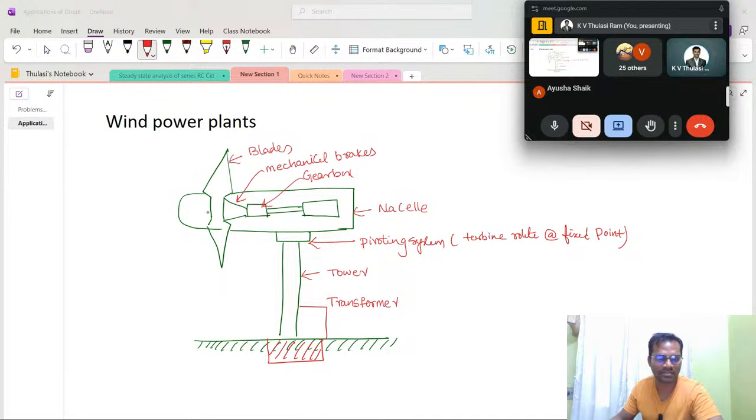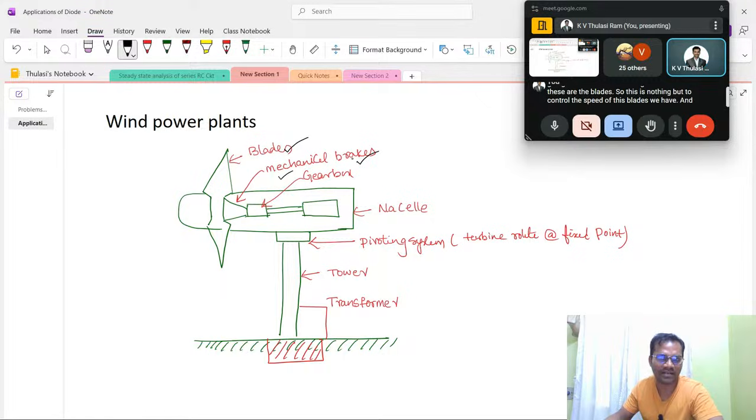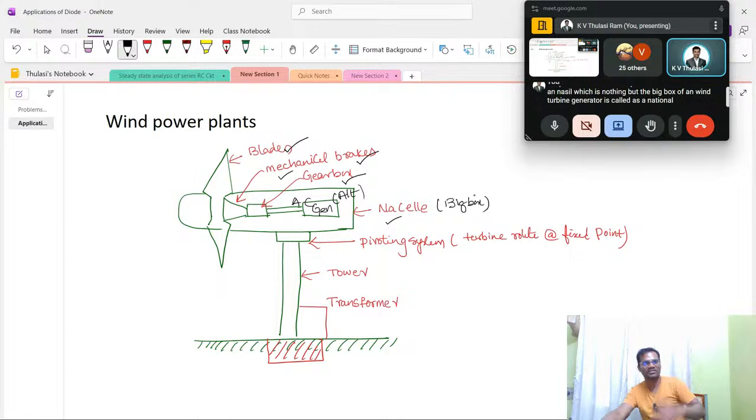So the first parts we have are the blades, and these are the blades. To control the speed of these blades we have mechanical brakes, and to increase the speed of rotation we have a gearbox, and this gearbox is connected to a generator. What kind of generator is this? An AC generator, which is called an alternator. All these parts are present in one component called the nacelle, which is the big box of a wind turbine generator. All the components are in the nacelle.